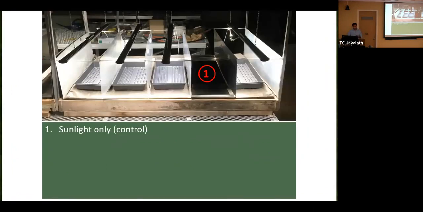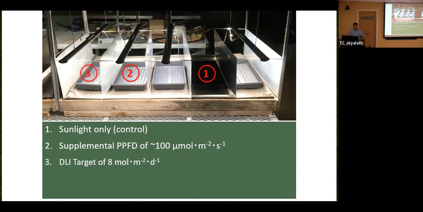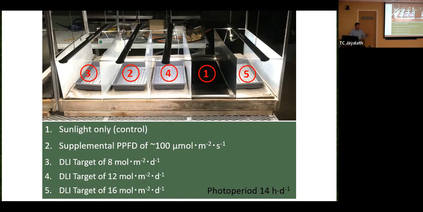For this study, we had 5 different treatments. The first one was control without supplemental light, sunlight only. In the second, we tried to mimic what some growers do, providing a dim light level, 100 PPFD of supplemental light throughout the photoperiod. And the third treatment had a DLI target of 8 with our adaptive lighting control system. And then we had DLI targets of 12 and 16 in the other 2 treatments.